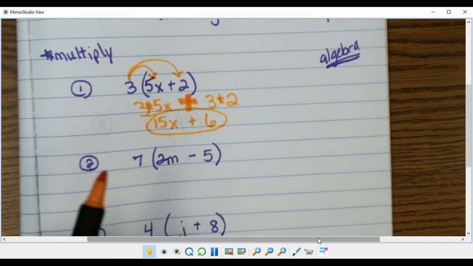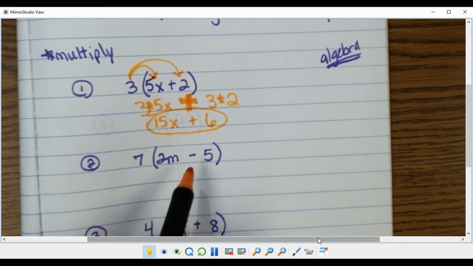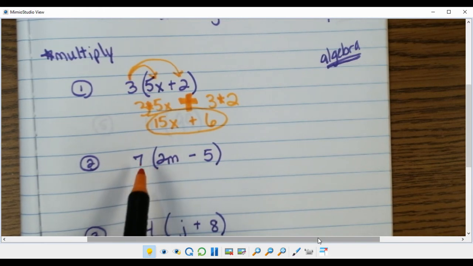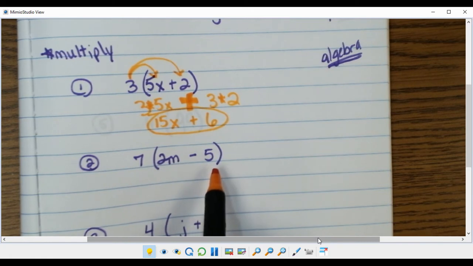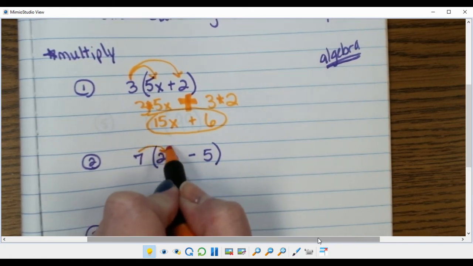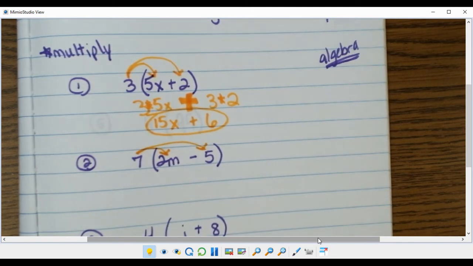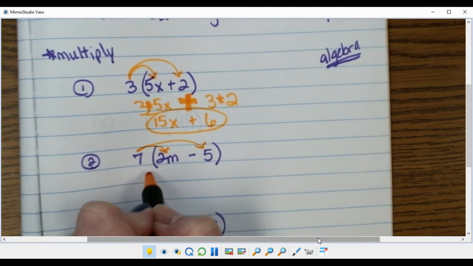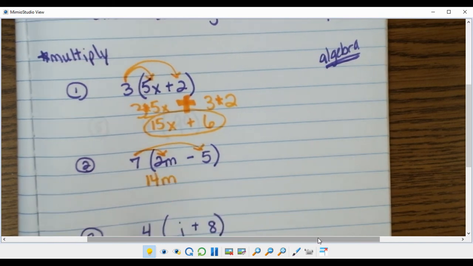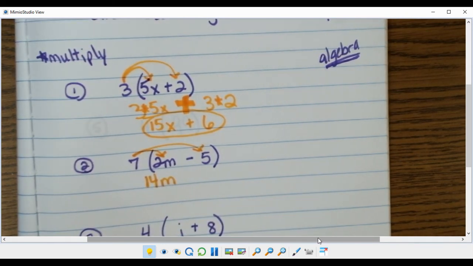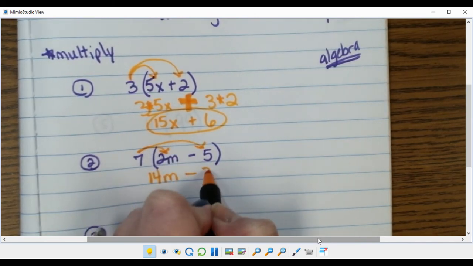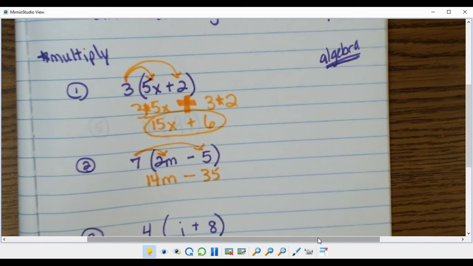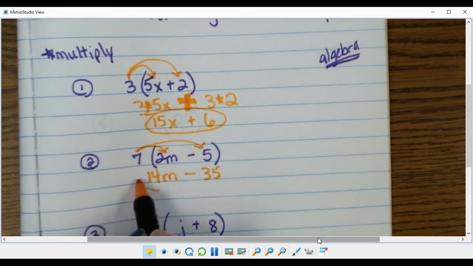Let's try another one. This one has a subtraction sign, but outside is still multiplication. 7 times the quantity, 2m minus 5. So we'll give the 7 here, and then keep the sign in the middle. So 7 times 2 is 14 times m, 14m. Keep the subtraction sign, and 7 times 5 is 35. That's it. That's my answer.